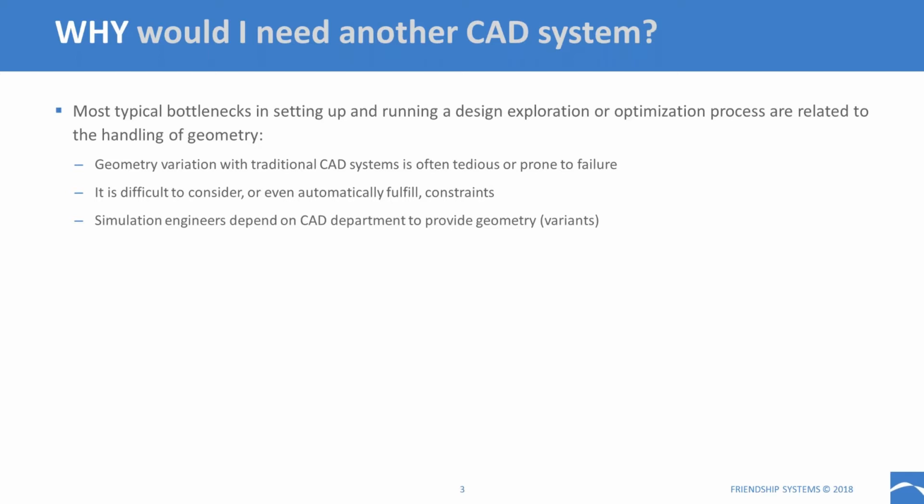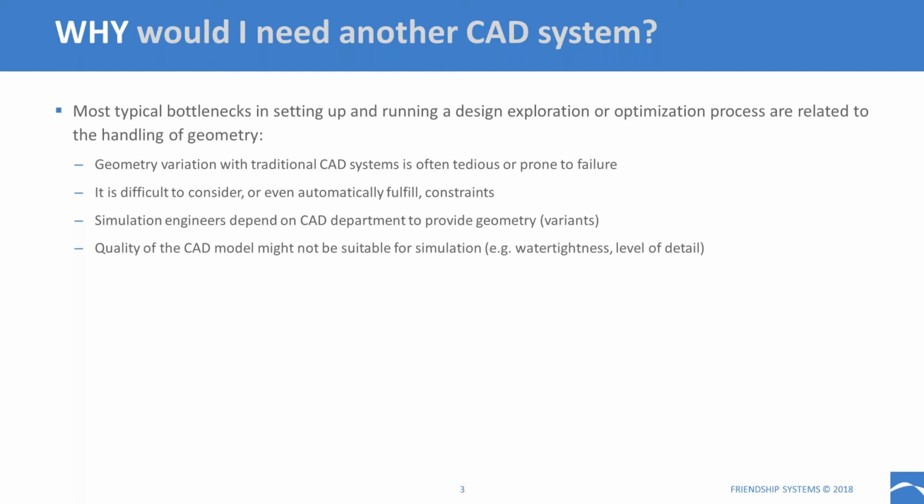The third point is related to how the work is divided within a company. So often there is a CAD department that generates the geometry models, and there is a simulation department, and the simulation department is dependent on the CAD department to get the geometry model, but also to do any changes that they would like to analyze, which of course takes time, and also, as you can imagine, is not very well suited to be automated.